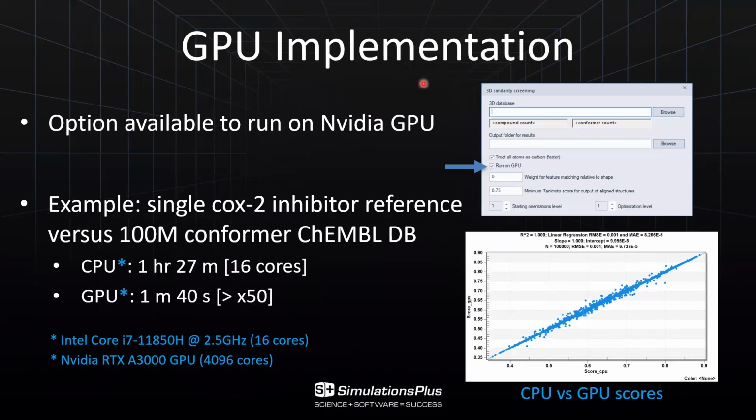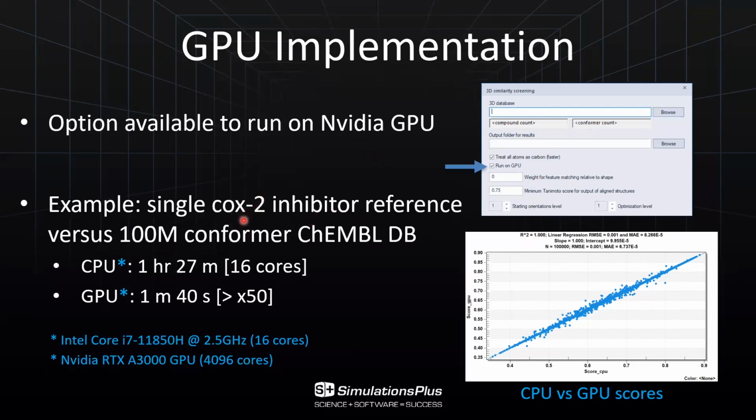We've also included a GPU implementation of 3D similarity screening, which greatly accelerates the performance. You can see the options window here includes a GPU checkbox, and that will be enabled if a compatible graphics card is detected. And for now, that has to be an NVIDIA card.